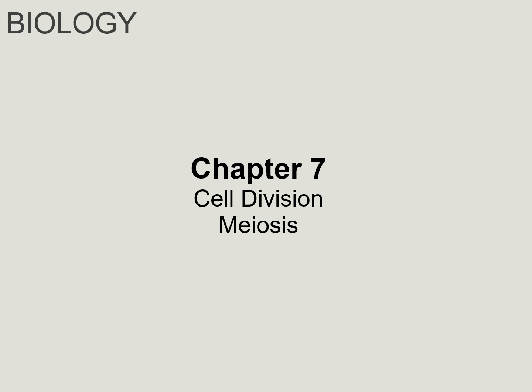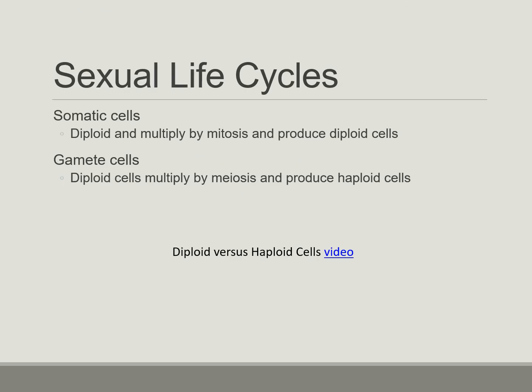Now that you have a basic idea of mitosis, we are going to talk about meiosis, the process of cell division for gametes or sex cells. Before we get too far into this chapter, a quick review of two important terms, somatic and gamete cells.